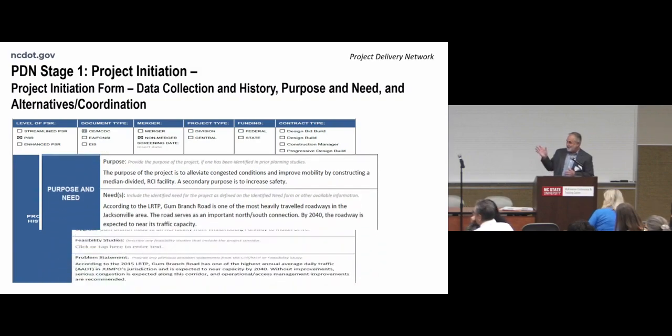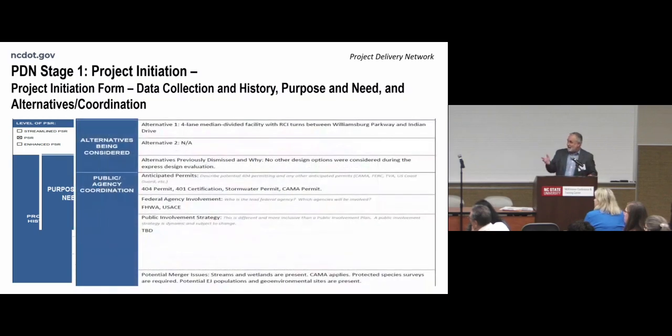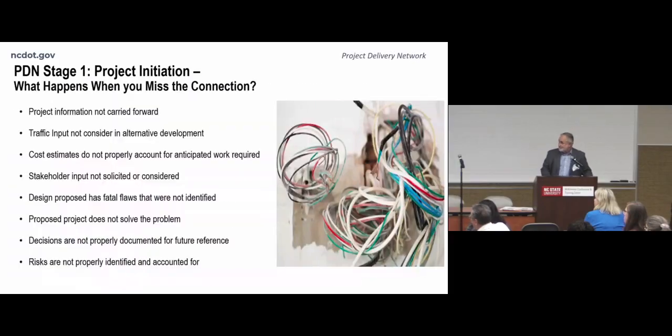You've got the purpose and need. Although if you were in Matt and John Jameson's presentation earlier, they were preaching need and purpose, because need is important. That's what's first. And then you've got your alternatives considered and any agency involvement.